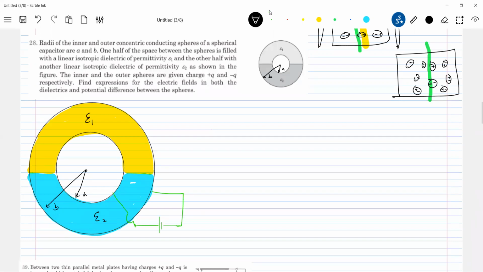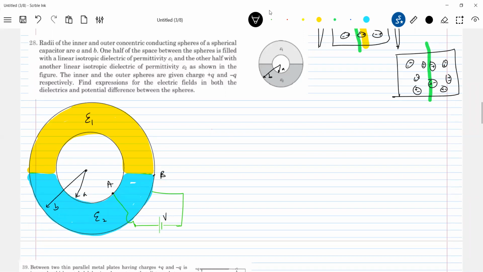This is the potential difference. If you want to make it very simple, you can connect it anywhere. So I'm just putting it at this point. Let this be the point P1, and let this be P2, or A and B. You write it.